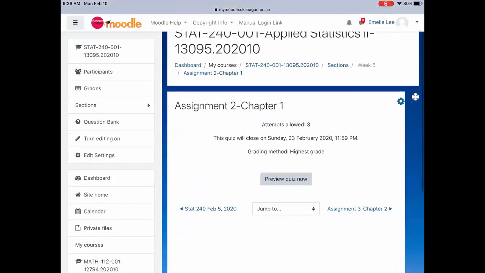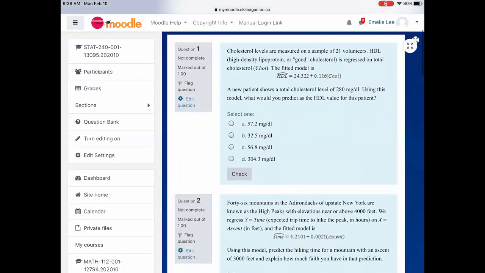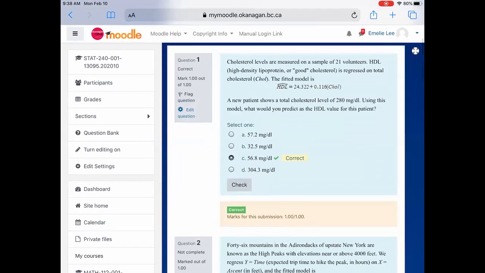Chapter 1. You get 3 attempts. You'll only need 1, I promise, because it just takes your highest grade. But also, if you pick an answer, even if I don't know what it is, you can check it. You get 3 submissions, and you can check it as many times as you want. It's all multiple choice. It's not going to be terrible, right?